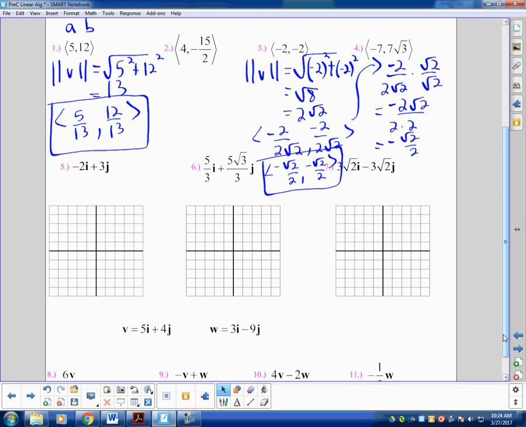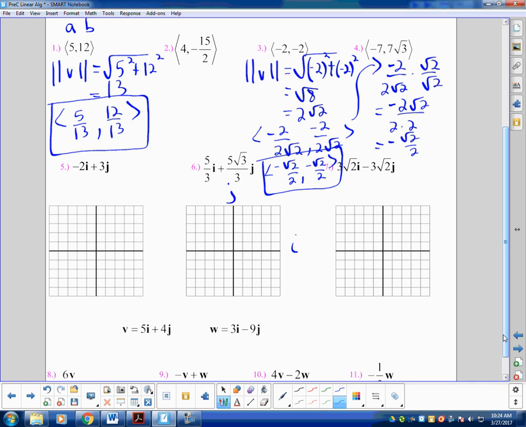All right. Next one says sketch each vector and find its magnitude. So we're going to sketch the vector and find its magnitude. Let's just choose what looks like the most difficult one here, number 6, and we're just going to do that one. So 5/3 i plus 5 root 3 over 3 j. So the i is going to be the horizontal. If you want to label it here, this would be i, and this would be j. The vertical is the j.